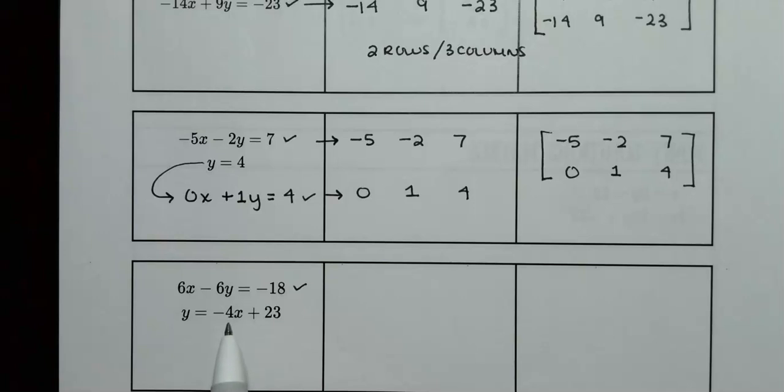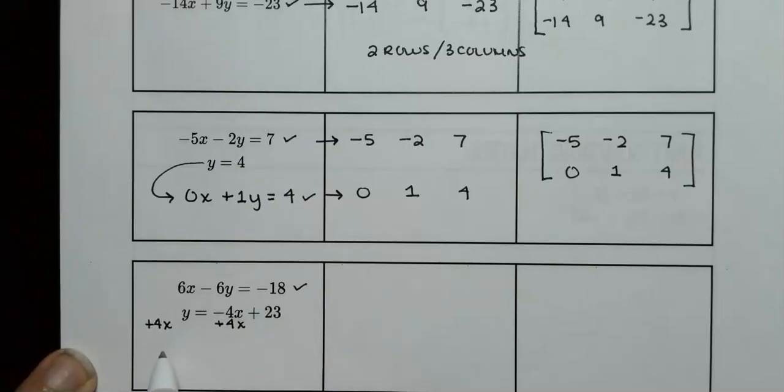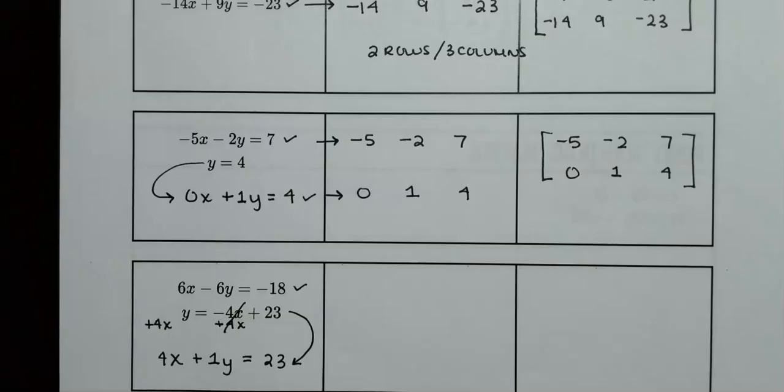So I'm going to ask you to take this -4x and move it to the other side. The only way we're going to get a -4x to the opposite side of the equal sign is to change the sign. So because this is a negative, let's go ahead and add 4x. Make sure you carry the x with it. And so our new equation is going to be 4x plus 1y is equal to, we still have this 23 right here. So our second equation looks like this.